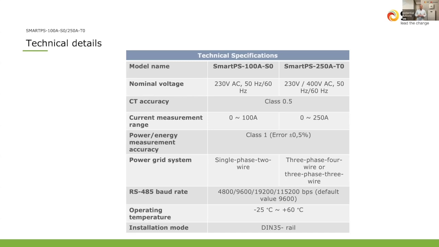We can also check the operating temperature, covering a wide range of temperature to be installed either indoors or outdoors, but commonly this type of electrical components for protections are included in the same distribution box. The installation mode is DIN 35 rail mounted.